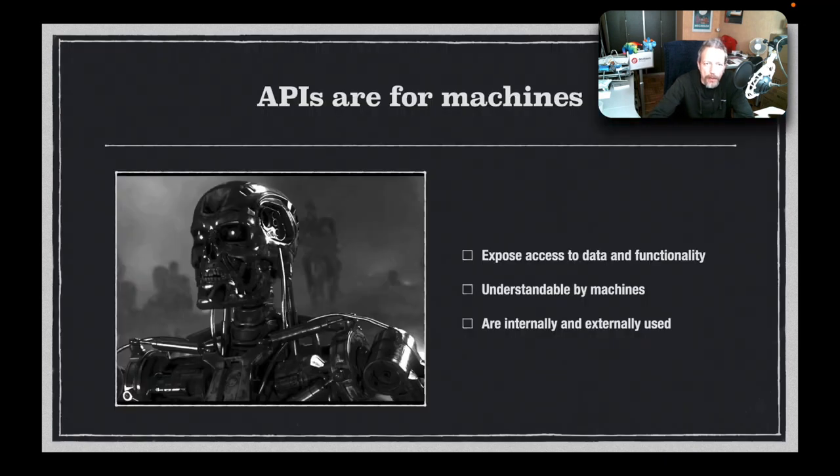APIs are for machines. They expose access to data and functionality. They are understandable by machines and are internally and externally used. Sometimes they also are being used by human beings, but we often refer to them as being developers.